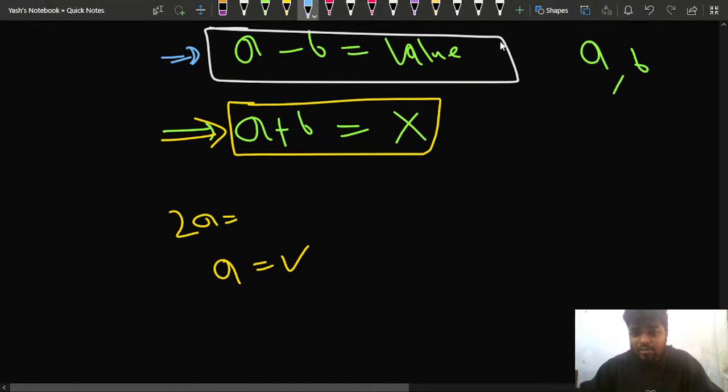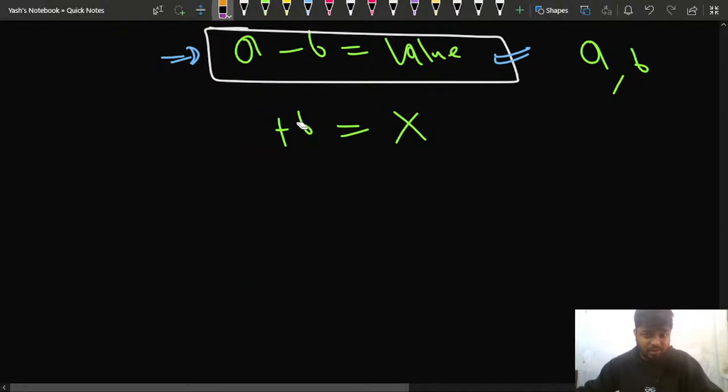That a minus b value I've got by taking the sum of the first array, the original array that's been given to me, and the expected array, 1 2 3 4 up till n. So I know what a minus b is. But I want a plus b as well, so that I can calculate both a and b. In the end, these are the two simultaneous equations that I'll have.